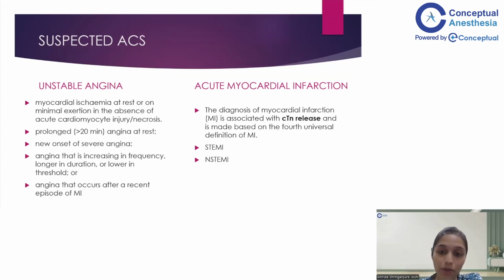So now we're talking about the spectrum. What do you mean by unstable angina, NSTEMI and STEMI? Unstable angina is pain or ischemia which happens at rest or with minimal exertion. It is sudden in onset, and there is no acute myocardial injury. It is prolonged angina at rest. It is new onset, increases in frequency, has long duration, or a lower threshold. It is a dull pain kind of a thing, and it can occur after a recent episode of MI.